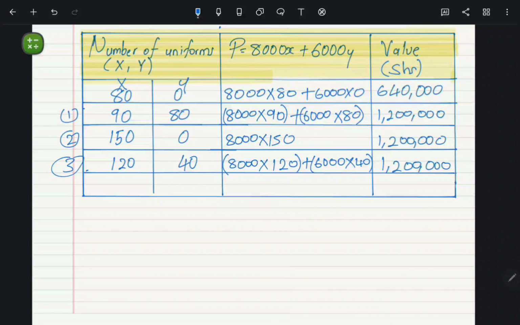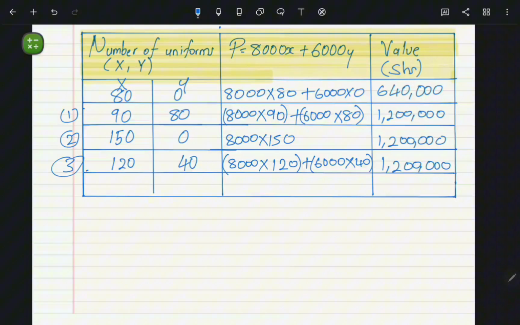The same thing if the tailor is only to produce 150 uniforms for boys and 0 for girls, you also get 1.2 million. And the same for the third scenario. So now when you reach such a case, what are you supposed to do? Because this is what is giving us the maximum profit that the tailor is to make. And we have figured out that the maximum profit is 1.2 million.